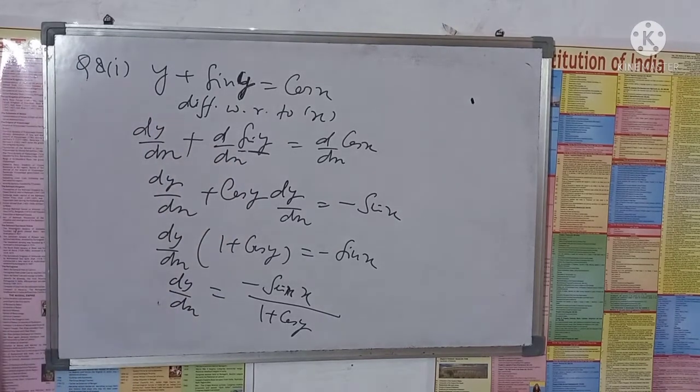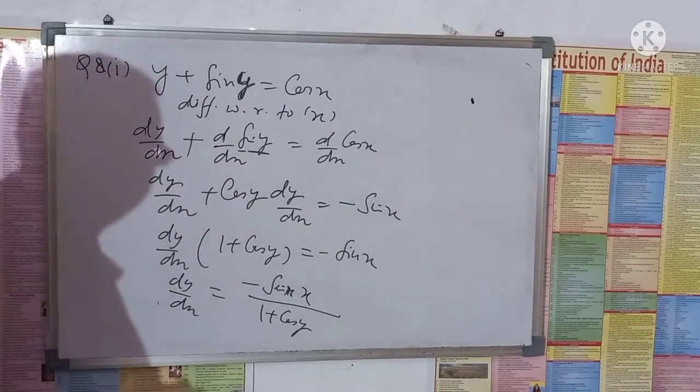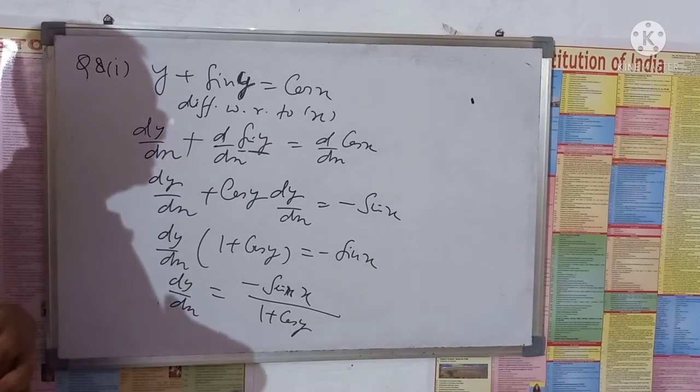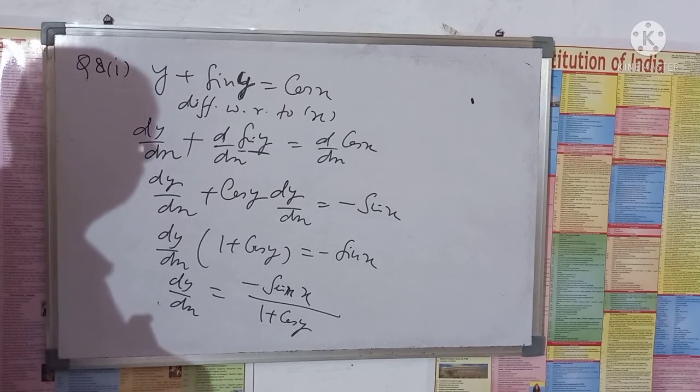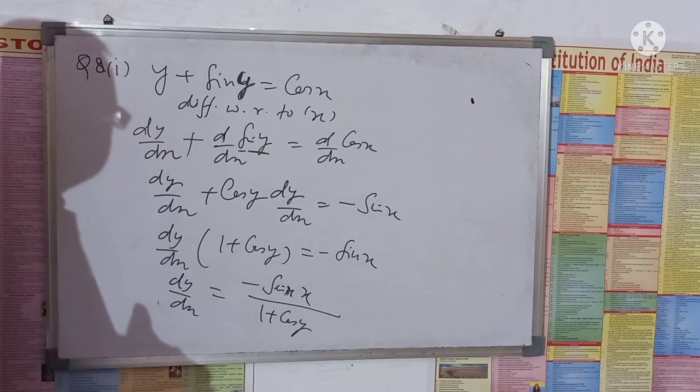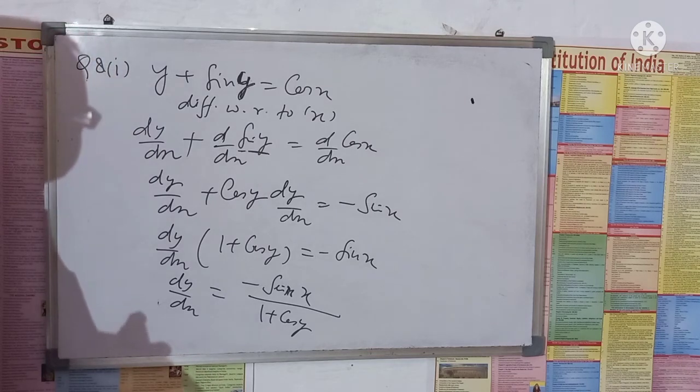So we have discussed here a few questions from exercise 5.8. The function is given in the implicit form. Try to do some questions yourself. If any doubt, you can ask. Remaining questions we will discuss in the next video.